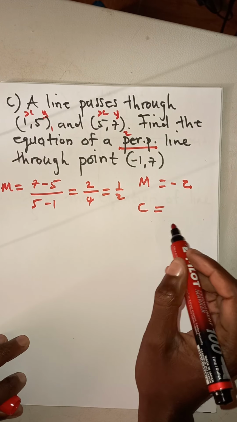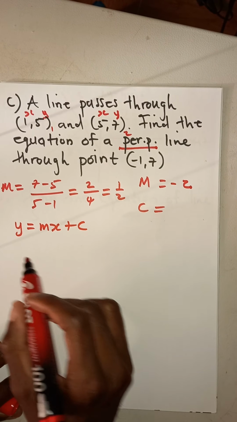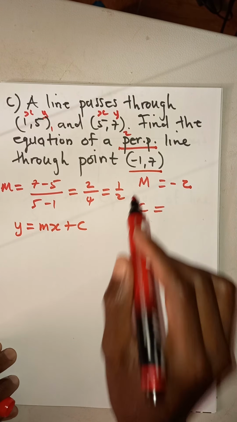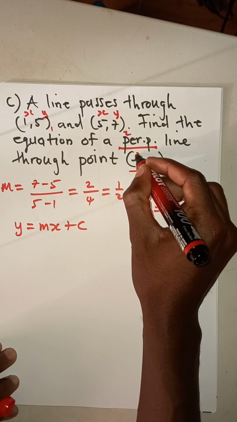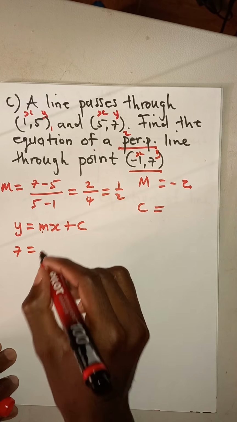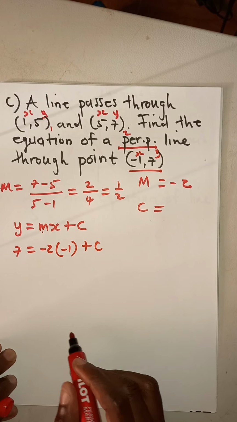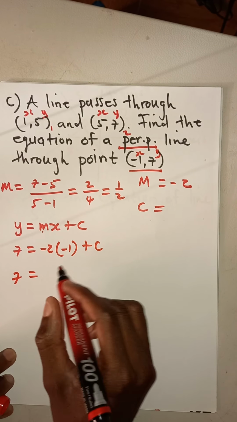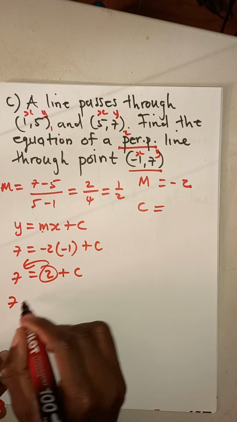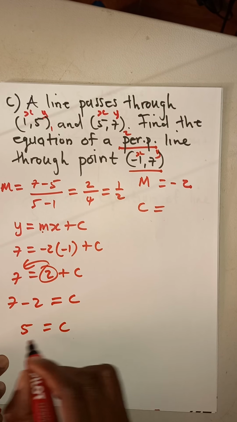It's very simple. Remember, for the y-intercept, you write y equals mx plus c. We only replace y, m, and x so that we find c, using the point where the perpendicular line will pass through. So this is x, this is y. So y is 7 equals m, which is negative 2 that we got, times x, which is negative 1, plus c. If we multiply this, this will give us positive 2 plus c. This one crossing the equal sign, we have 7 minus 2 equals c. 7 minus 2 gives us 5, which equals c.